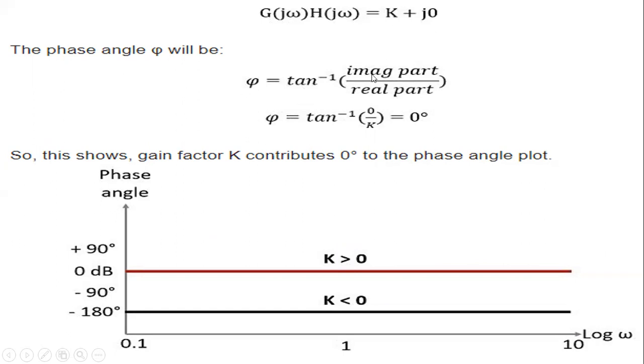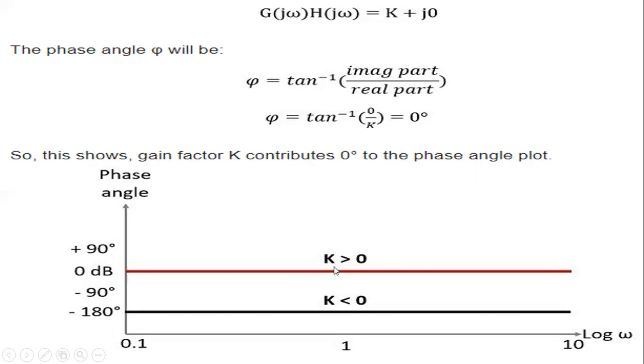Phi is equal to tan inverse of imaginary part by real part. Imaginary part is 0, real part is k. So 0 by k is 0. Phi is equal to tan inverse of 0, which is 0. So a gain factor of k contributes 0 to the phase angle plot.